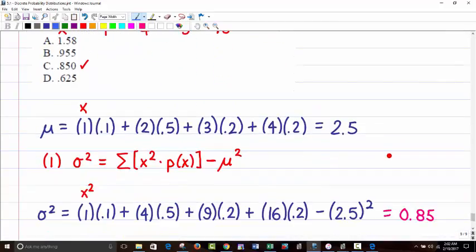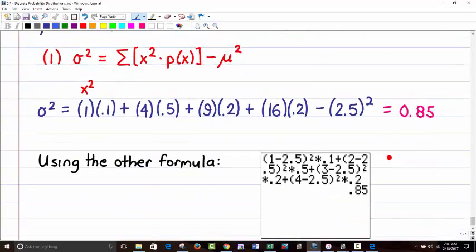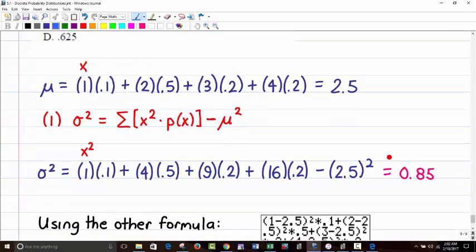Okay, here's another example that you can try if you want to with one or both formulas. Other than that, that will end this section on discrete probability distributions.